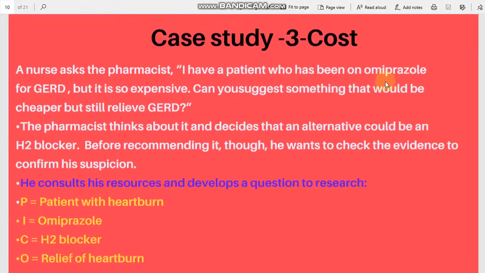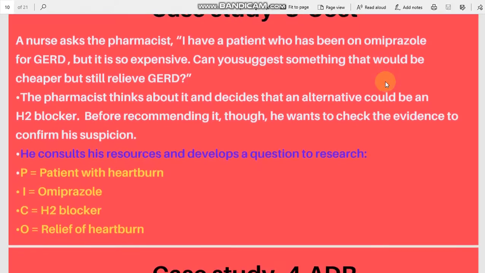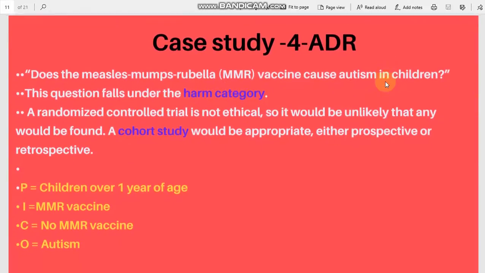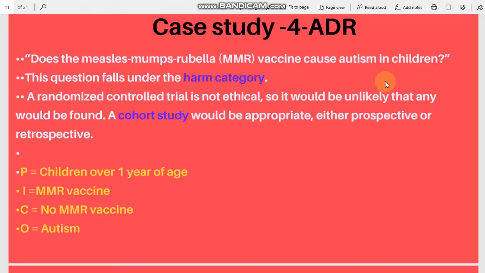The cost related case study is that a nurse is asking a pharmacist, I have a patient who has been on omeprazole, please suggest a cost effective medicine compared to omeprazole. So you apply the PICO model: P is a patient with heartburn, I is omeprazole, C is H2 blocker, and O is the relief of heartburn. So the ADR related queries, like does measles, mumps, rubella vaccine cause autism in children?